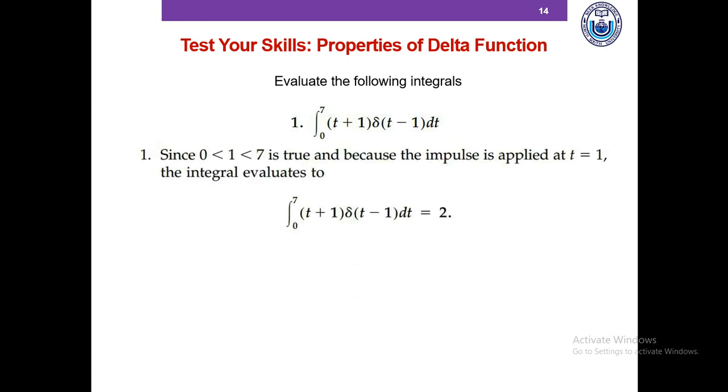Hopefully you've been able to solve this problem. The delta function is located at t equals 1 here. 1 is within 0 to 7, which is why we can just set t equals 1 for this function. For that we get 1 plus 1 equals 2, and that's our answer.